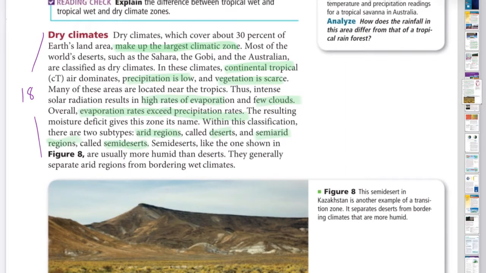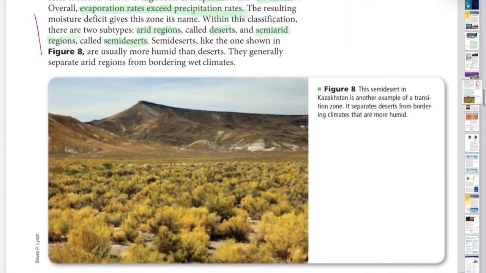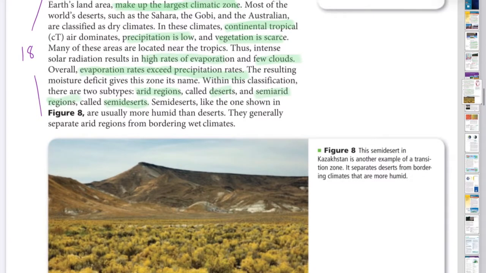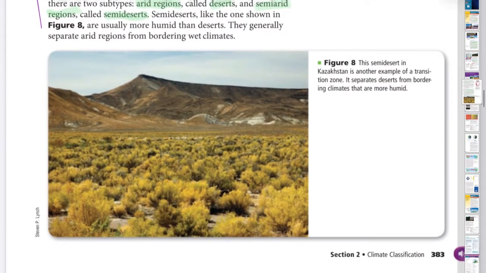Semi-deserts, like the one shown in Figure 8, are usually more humid than deserts. They generally separate arid regions from bordering wet climates because those climates don't have just a nice solid line where it's wet over here and it's dry over here. It's more of a gradient from low precipitation to high precipitation.